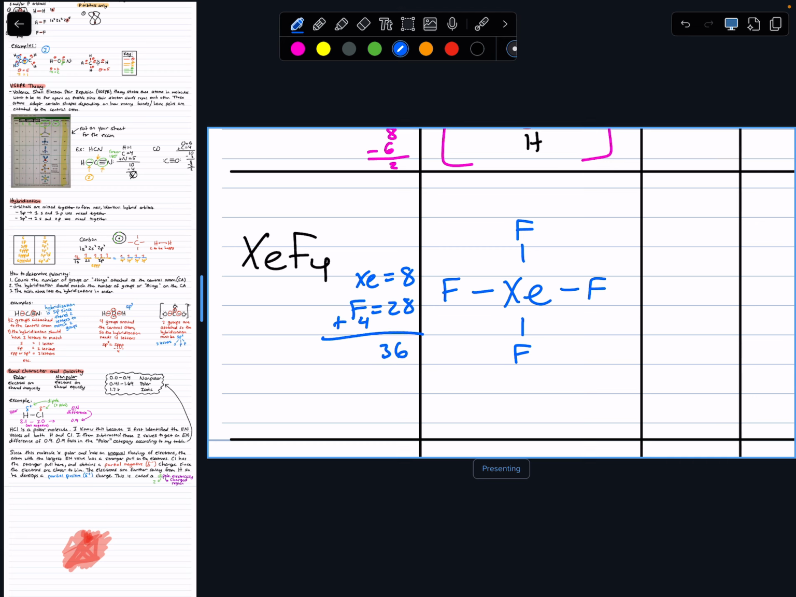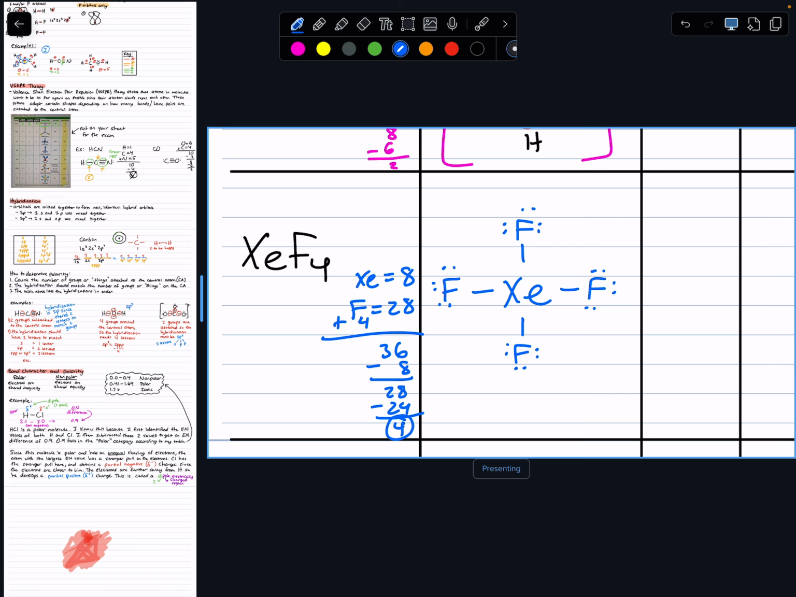36. Now what? Minus 8. Nice. Now what? 28. Add the 28 all around. 2, 4, 6 pairs on each fluorine. So I just put 6 on each fluorine to make all the fluorines happy. That means I put 24. How many do I have left? 4. But wait a minute, I can't put 4 anywhere, right? You can put it on xenon.